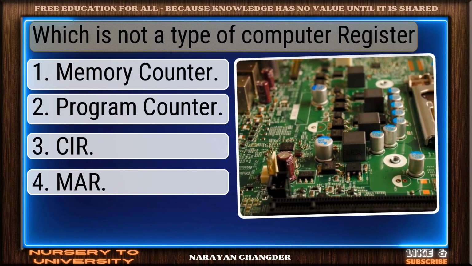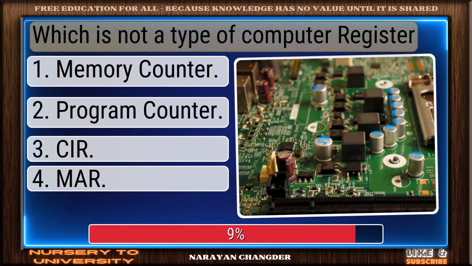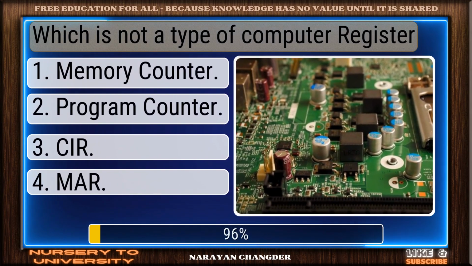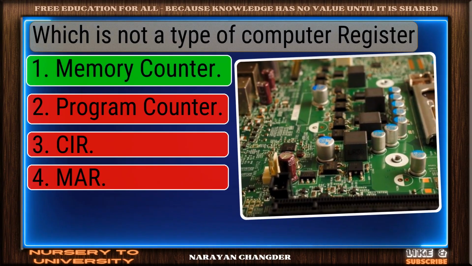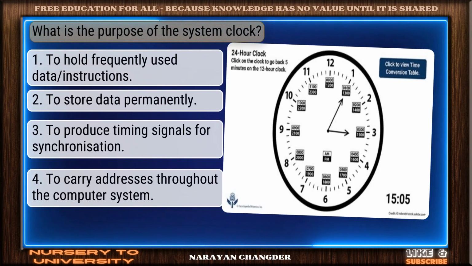Question number 37. Which is not a type of computer register? Perfect. Memory counter is the correct choice. Question number 38. What is the purpose of the system clock?